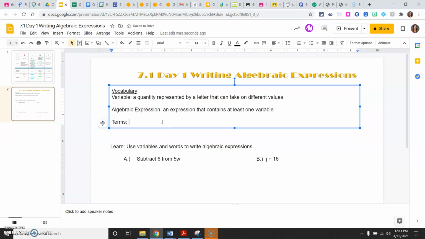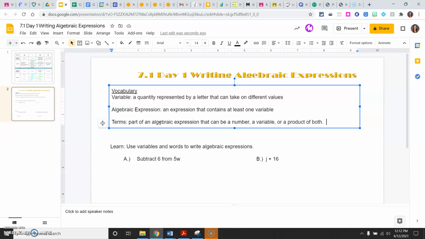Within our algebraic expression, there are different terms. A term is a part of an algebraic expression that can be a number, a variable, or a product of both. Now, we have to know what a variable is because we need it in order to write an algebraic expression. When we write an algebraic expression today, all of them are going to have two terms or two parts.